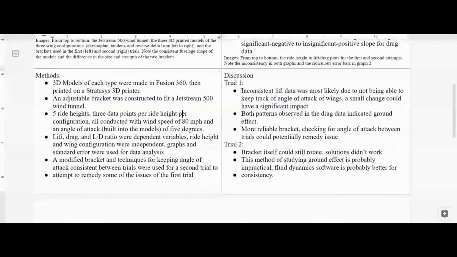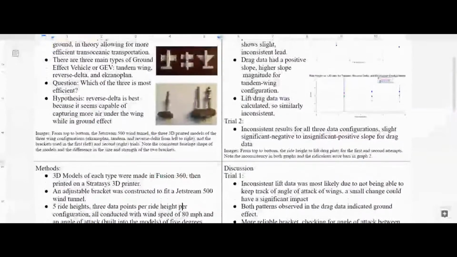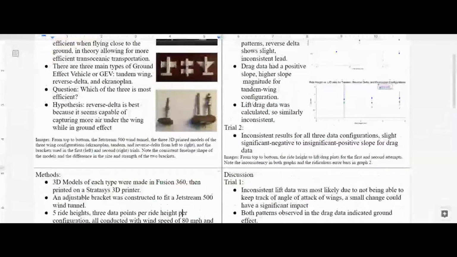I collected data at various heights, and then once that was done, I actually made a couple of modifications to the procedure and ran a second trial after it turns out the first trial was somewhat inconsistent.